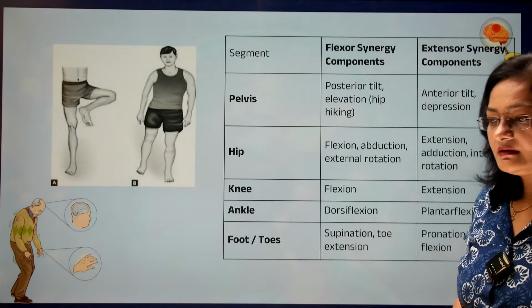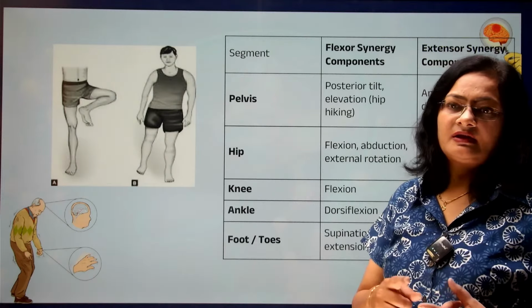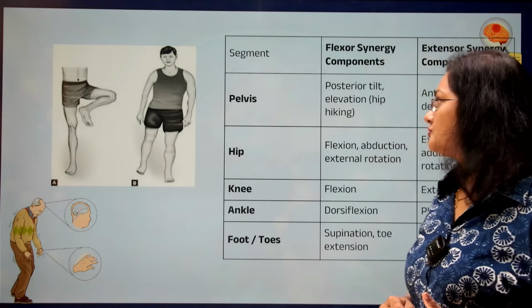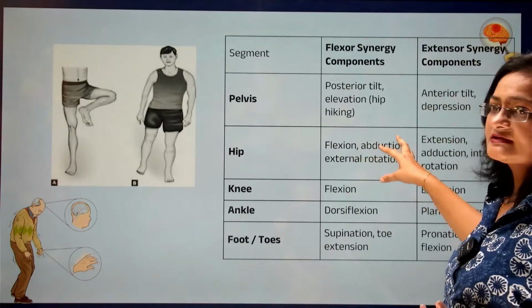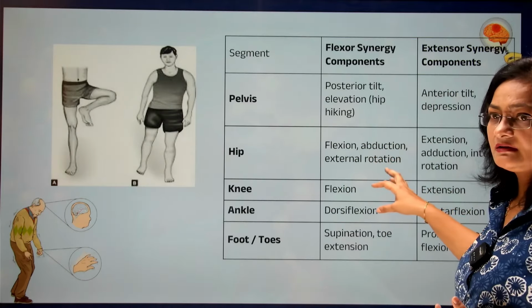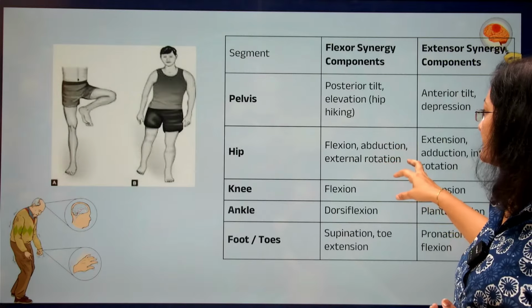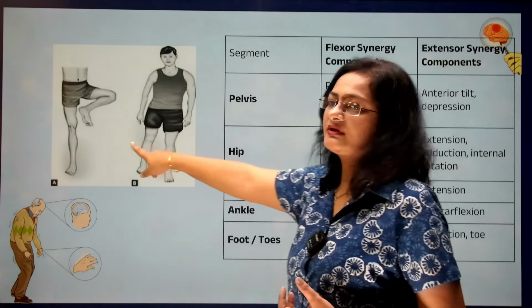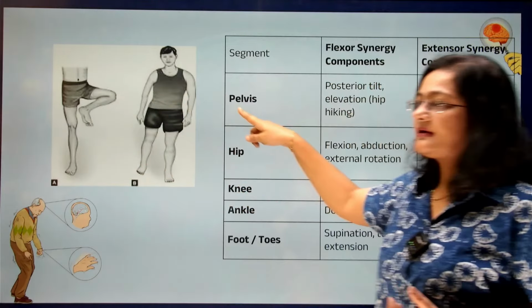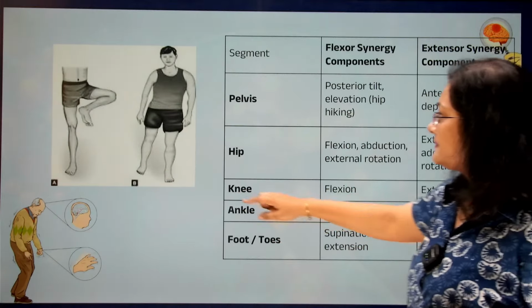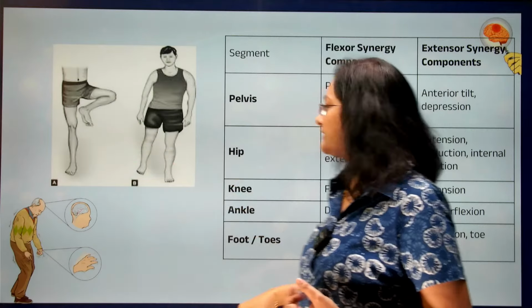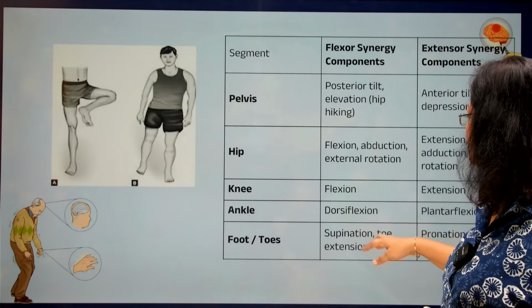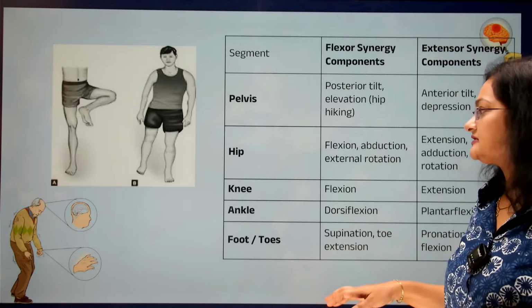So whenever we are describing lower limb synergy pattern, we have to describe pelvis, hip, knee, ankle, foot and toes. So pelvis, for the flexor synergy, it will have posterior pelvic tilt or hip elevation or hiking. Hip will be in flexion, abduction and external rotation, as you can see in this figure. Flexion, abduction and external rotation. Knee will be again in flexion as seen in this figure.